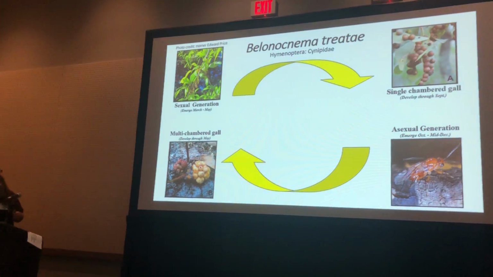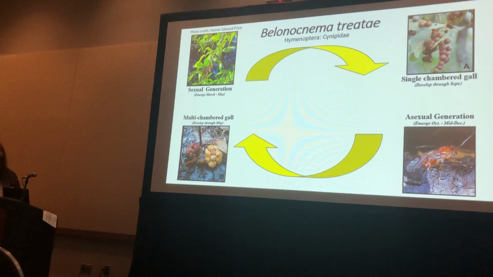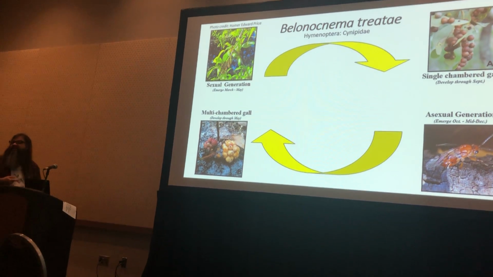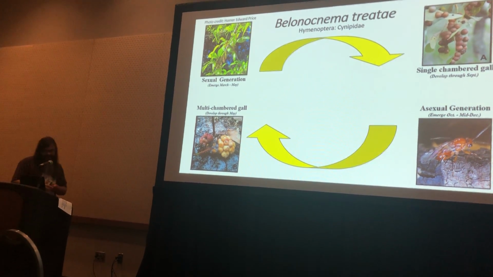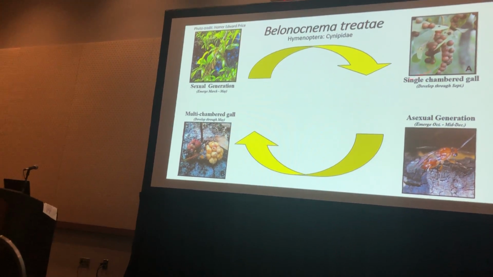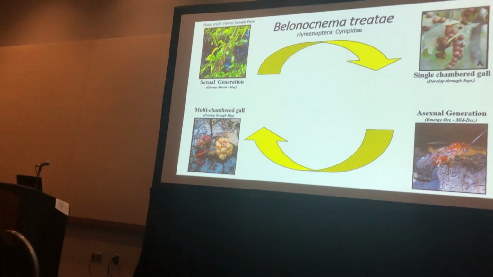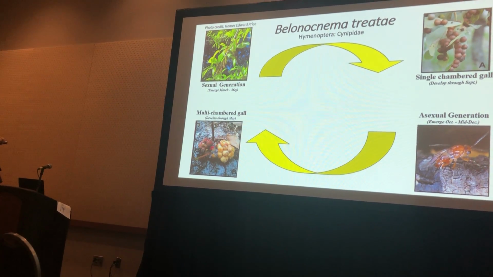They induce these three-dimensional tumor-like structures. The organism feeds on nutrient-rich tissue within these tumor-like structures, and then they emerge. They have a cyclically parthenogenic life cycle where they alternate between an asexual generation, seen here in the upper right-hand corner, and a sexually reproducing generation on roots that are underneath the ground.